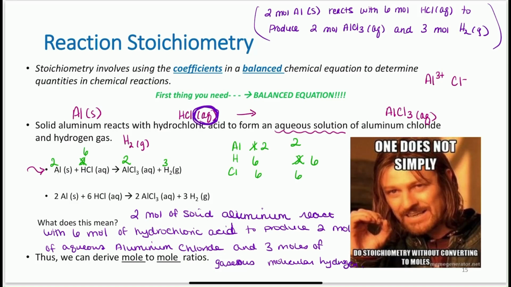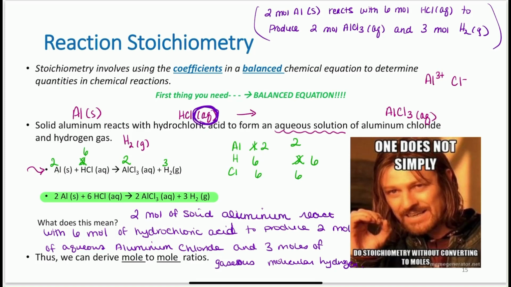Now you see why I like the balanced equation. This little piece right here was a lot faster to write than all of that nonsense. Plus, my writing got messy. I ran out of space. Much easier to write a balanced equation. So I love this meme here. One does not simply do stoichiometry without converting to moles. That is incredibly accurate. And we're going to see that in the example soon.